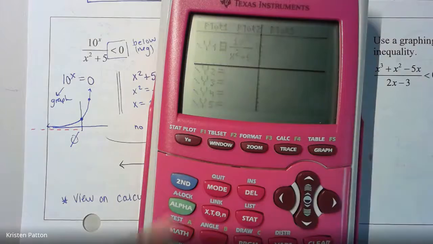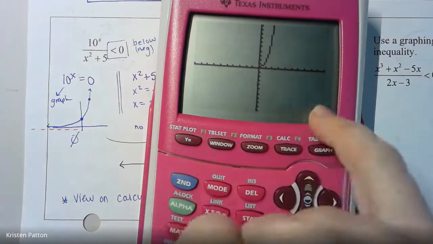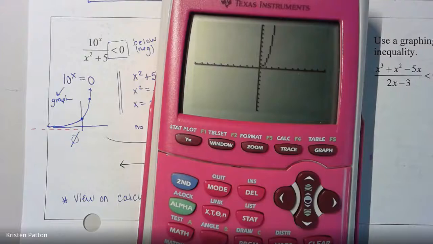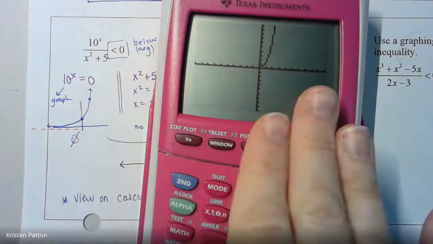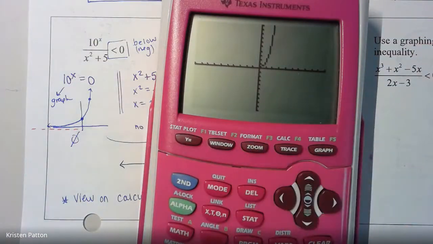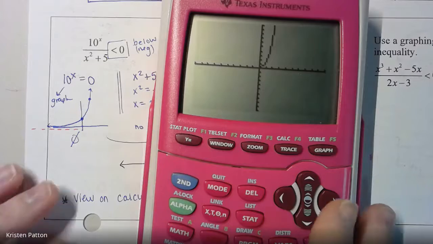And I'm going to hit graph. Now, based on our sign chart, we believe this graph is always above the x-axis. No, I certainly don't see anything down here. Now, just because we don't see anything doesn't mean that's it. We should maybe play with the window a little bit. But at least within this negative 10 to 10 window, I feel pretty good with my answer.